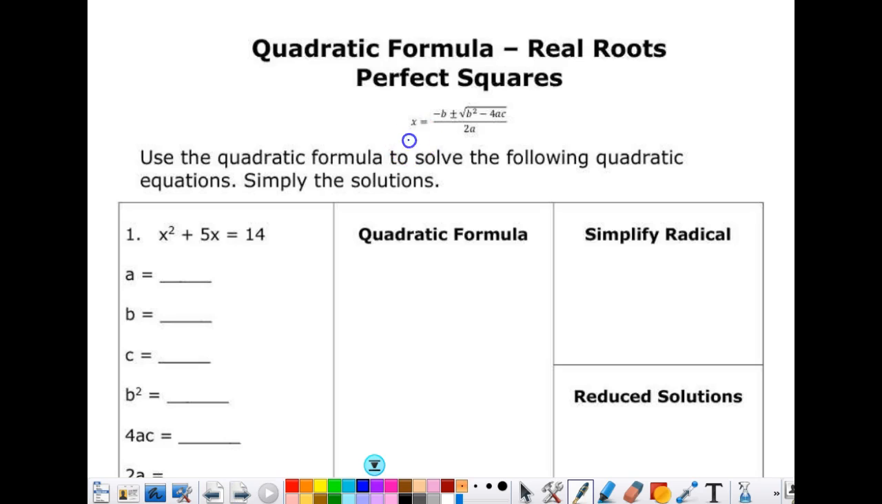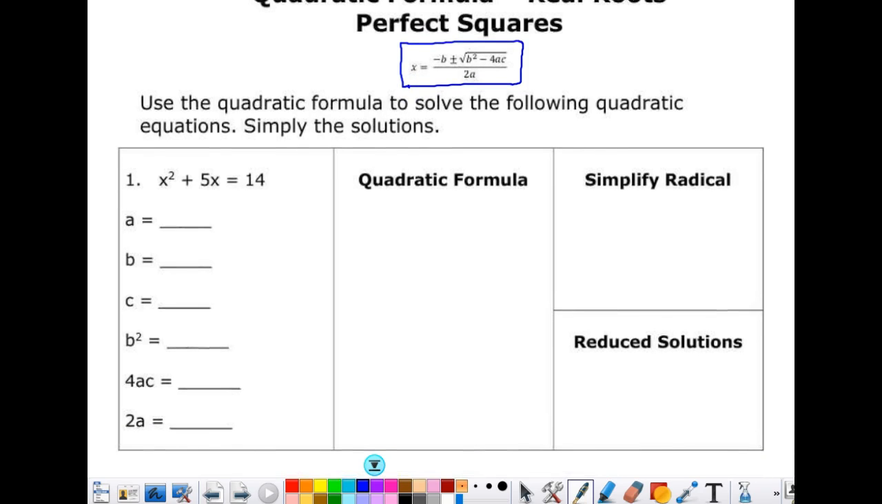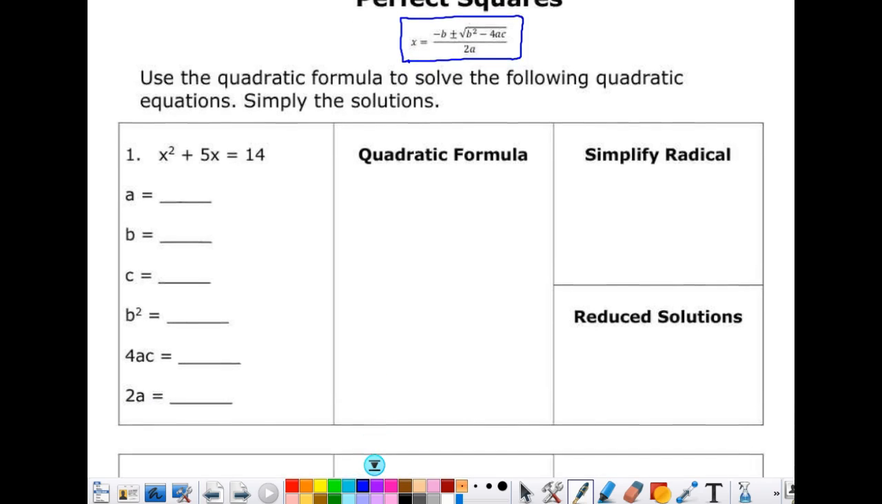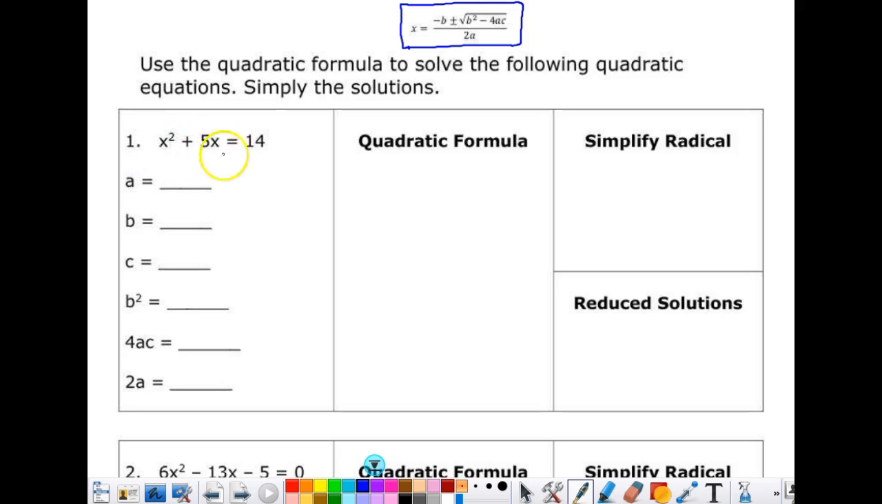So here is the quadratic formula. It looks scary, but it's not that bad. You'll get used to it, and I think you'll even probably memorize it. So the first question, it's not in standard form. The reason it's not in standard form is the a, the b, and the c aren't all on the left-hand side or on one side, and you don't have a 0 here. So we need to move the 14 over and rewrite it. And now it's in standard form.